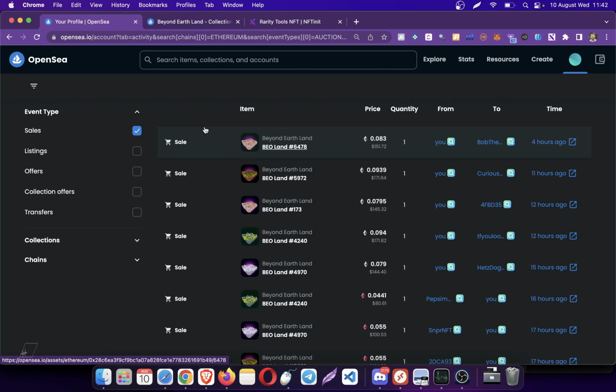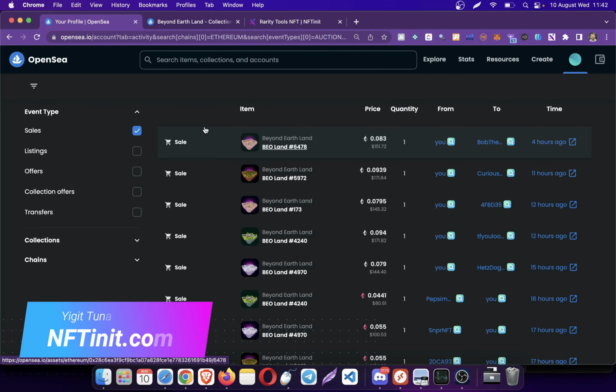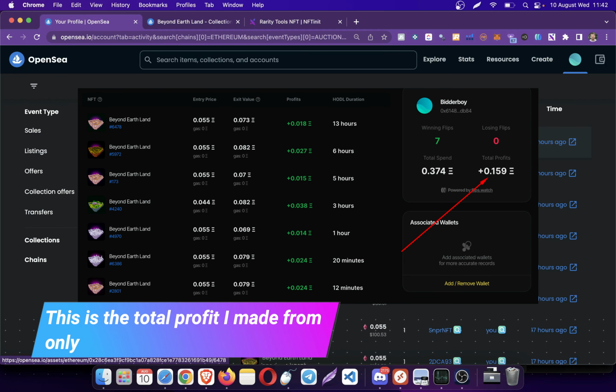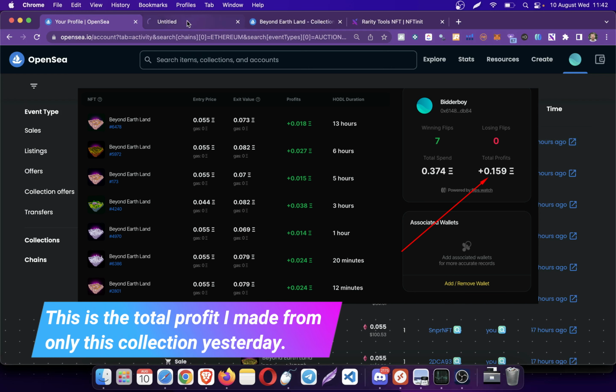Hey guys, I'm going to talk a little bit about how to make flips with a limited budget. This is one of the questions I get most often. So yesterday I solely focused on a collection with a rather low floor price and I tried to make continuous flips, multiple flips on it. So let's check this collection.